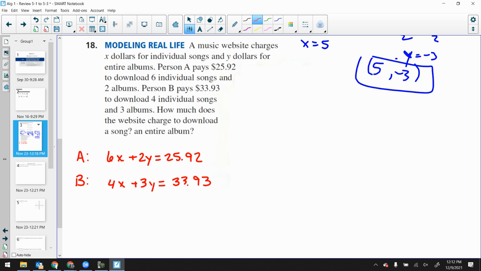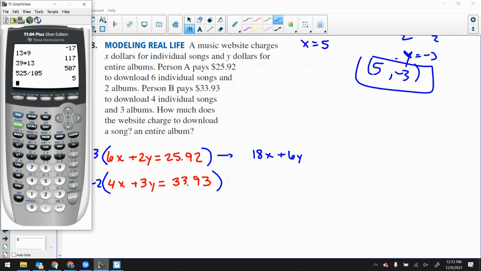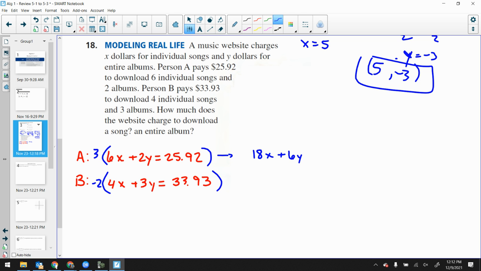Now, we solve here. In my opinion, the best route to take would be to get the y's to line up correctly. This is a 3, and this I'll multiply by negative 2. Let's distribute it into 3. This gets us an 18x, a 6y, and then 25.92 times 3, 77.76.